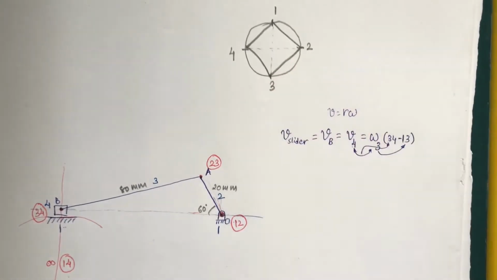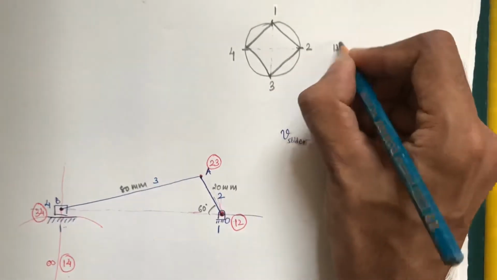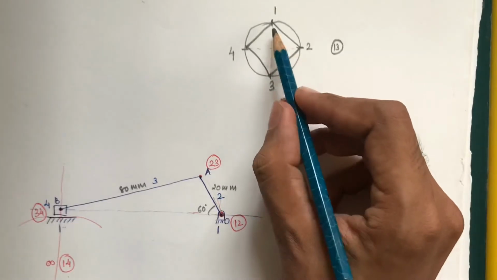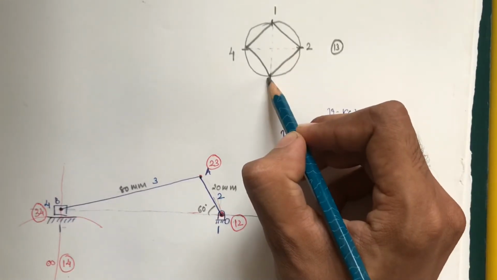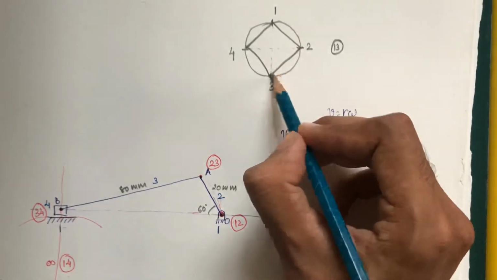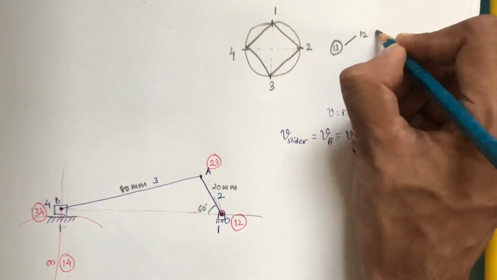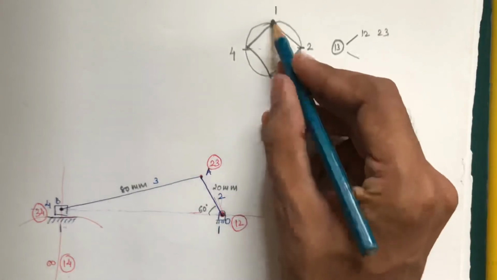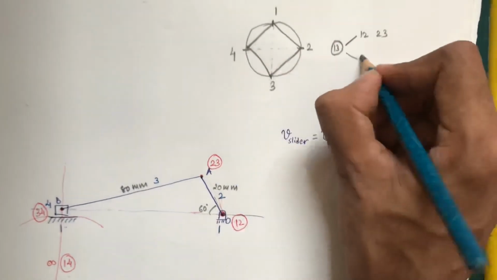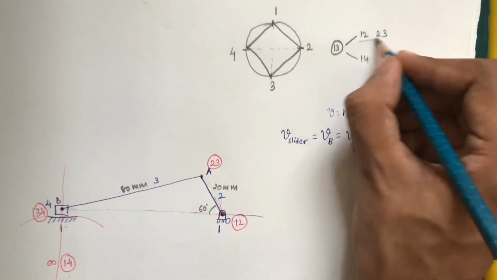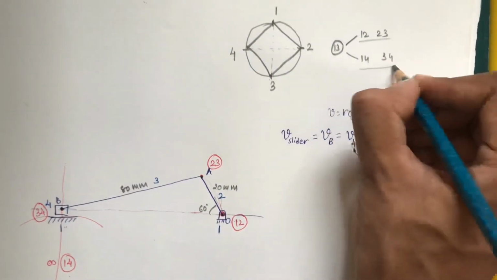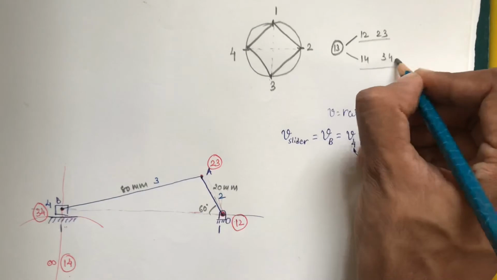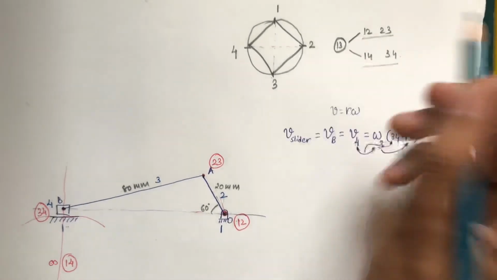For 1 3, see in this circle for 1 2 3, how to move from 1 to 3, which paths are available? 1 to 2, 2 to 3. One path is 1 2 and 2 3. Second path is 1 4 and 3 4. So extend these two lines. One line will pass through the 1 2, 2 3 point. The second line will pass through the 1 4, 3 4 point. The intersection will be 1 3.